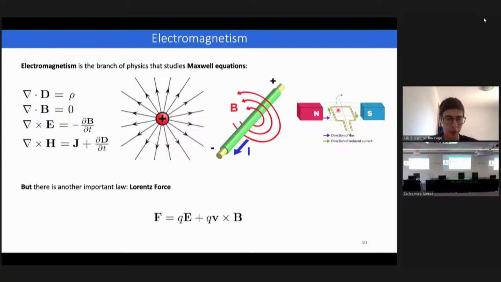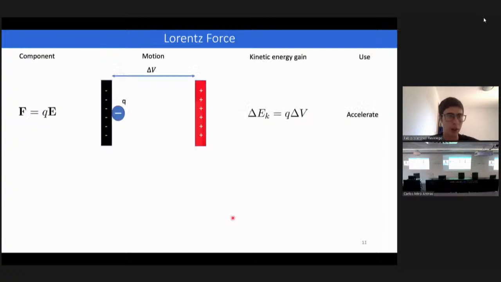But there is another important law, which is the Lorentz force, that tells us how a charged particle moves under electric and magnetic fields. And if we look more in detail at this Lorentz force, we can split it up into two components. The electric component tells us that a charged particle will move to lower electric potential energy, and it will gain kinetic energy proportional to the electric potential difference in its movement. So this force, the electric component, is used to accelerate the particle, as you can see here.